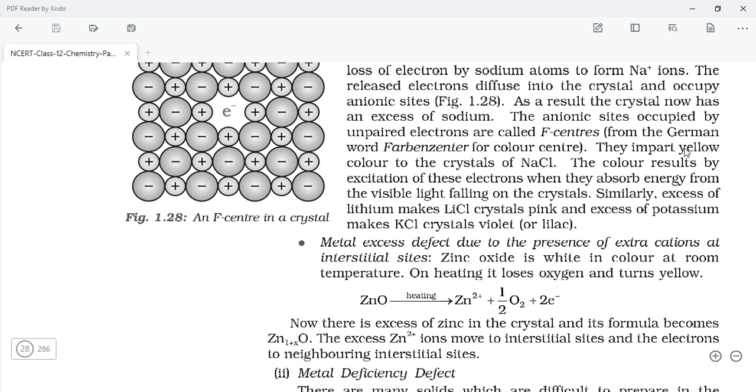You need to remember that Zn2+ is yellow in color. So if you heat ZnO, heating gives Zn2+ plus half O2 plus 2 electrons. Now these two electrons will form F centers, okay?